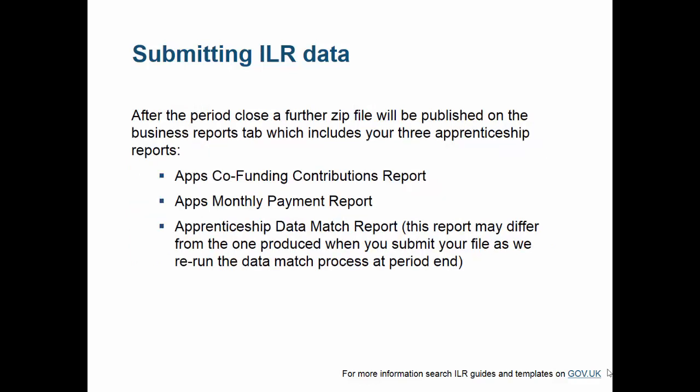After period close, a further zip file will be published on the business reports tab, which includes your 3 apprenticeship reports. That's your apprenticeship's co-funding contributions report. So for any co-funded learners, this will tell you how much money you need to collect from the employer. The apprenticeship's monthly payment report, which shows the payments and earnings for each learner you've submitted. And the apprenticeship data match report. Now this report may differ from the one produced when you submit your final ILR file, as we rerun the data match process at period end.